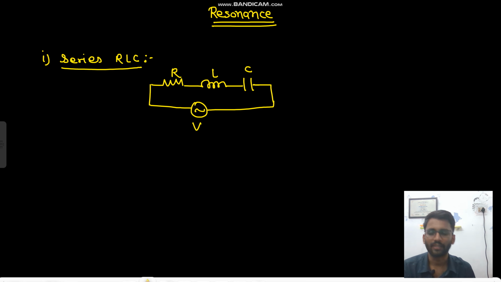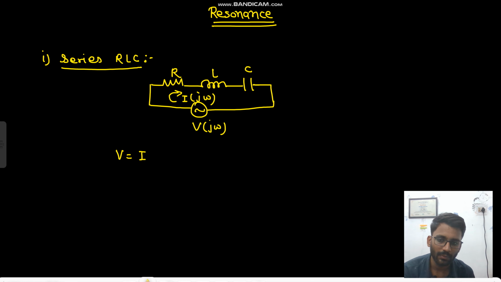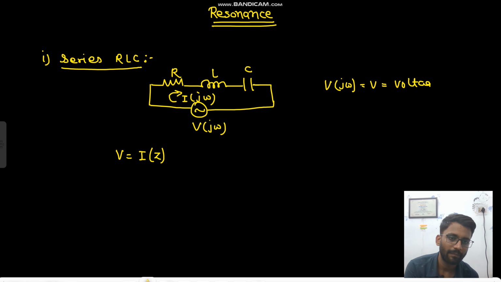So first, for series RLC, this is a simple series RLC circuit. This is one voltage source connected here, and this is the current. So this will have some frequency component, and this will also have some frequency component. So V can be written as V equals I into Z, impedance. V is the voltage applied, V of j omega. We will shortly write it as V, voltage applied.